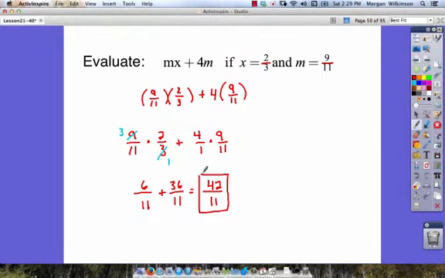You're welcome to leave it as an improper fraction if you like. If you wanted to reduce it, 42/11, well, that's going to be equal to 3. 11 times 3 is 33. So we need 9 more to get to 42. 3 and 9/11. Both answers are correct. You pick the method you like better.